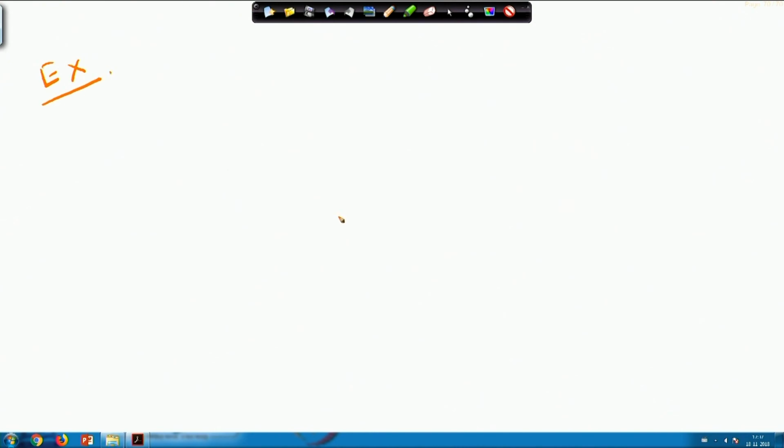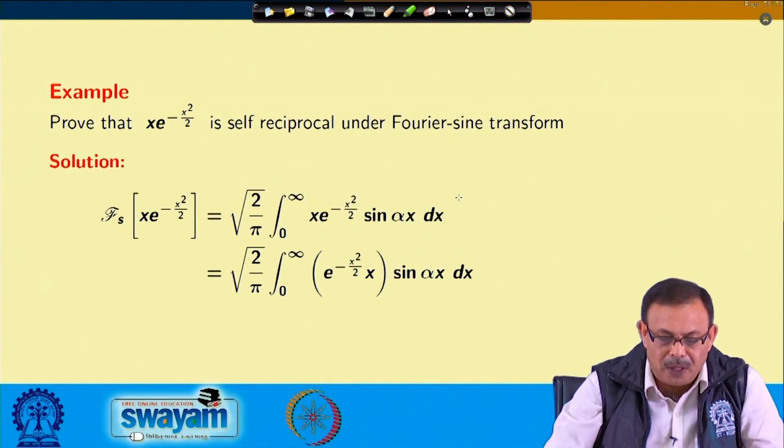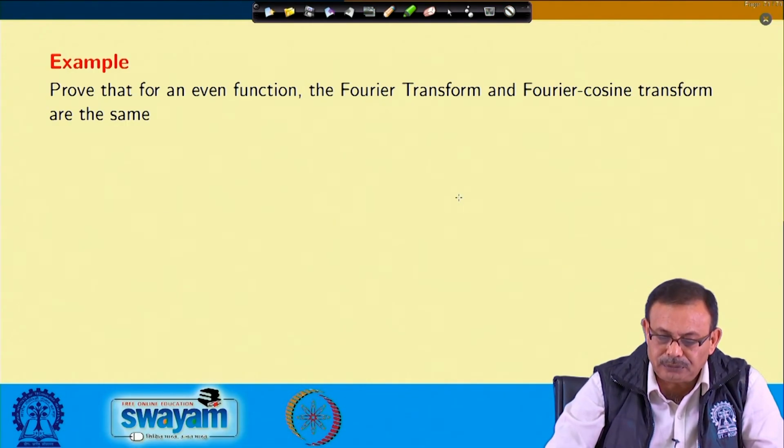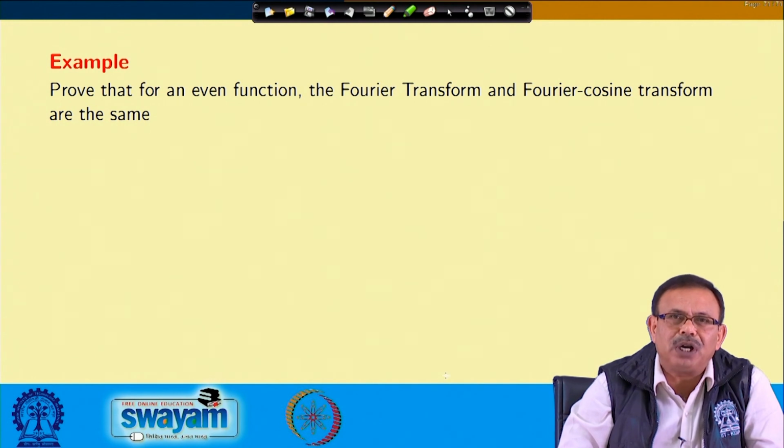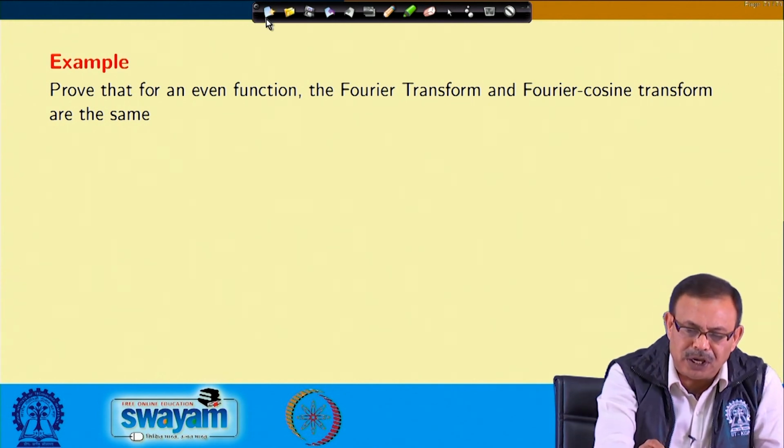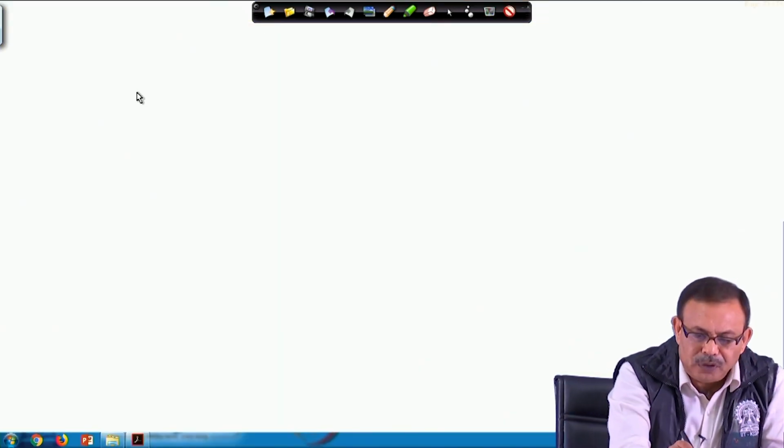We want to prove one thing: that for an even function, the Fourier transform and the Fourier cosine transform are always the same. So, if a function is an even function, we can always say that the Fourier transform and the Fourier cosine transform will be the same. Let us go for the proof.